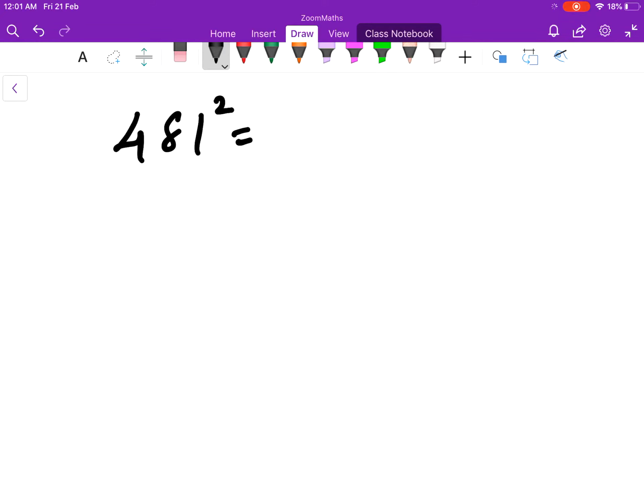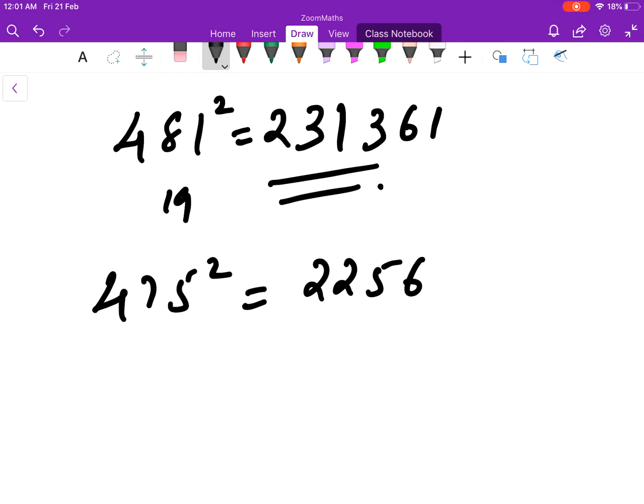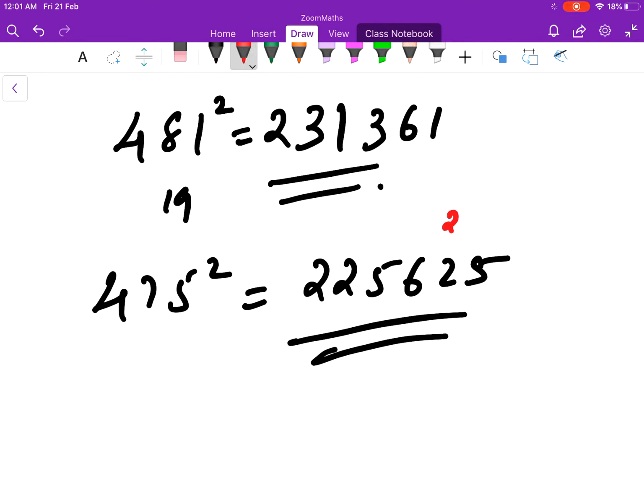Let's go to the next one. 481 square. That's going to be 231, and the deviation is 19 from 500. 19 square is 361. See, one line answers. So fast. 475 square. Again, the deviation is 25. 250 minus 25 is 225. Then 625 is 25 square, which is the square of the deviation. This is 250 minus the deviation. How simple is that.